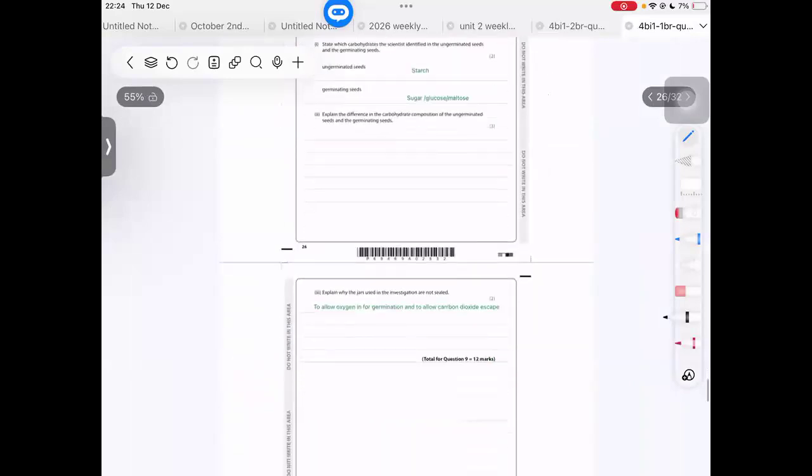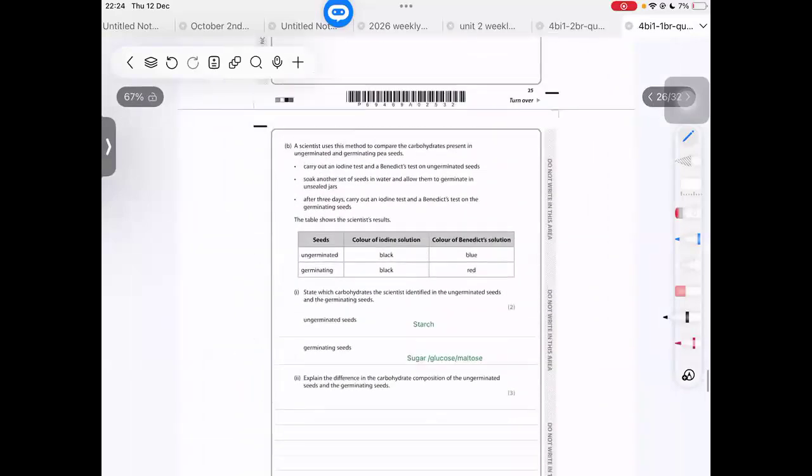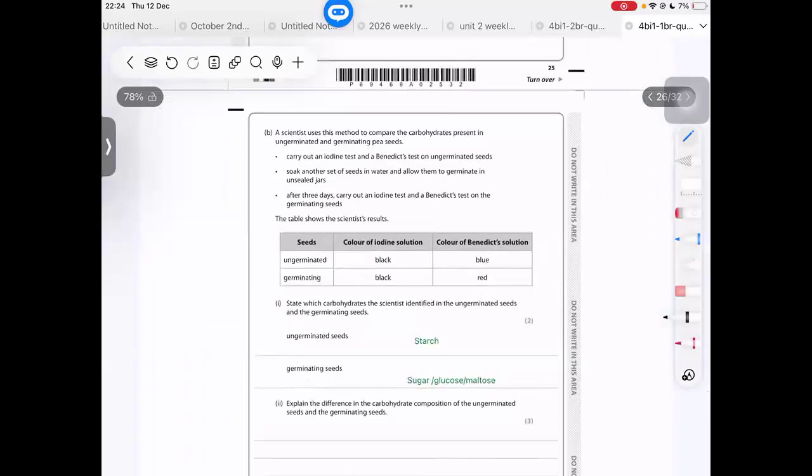Right. Then the next part, let's quickly do this part. State which carbohydrates the scientist identified in the ungerminated seeds and the germinating seeds. You can see the ungerminated seeds. The color of the iodine solution is black. The color of iodine solution turns black if starch is present, right? So starch is present in both germinated as well as ungerminated seeds.